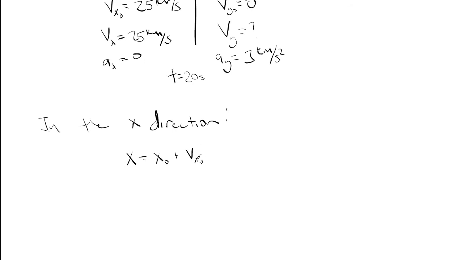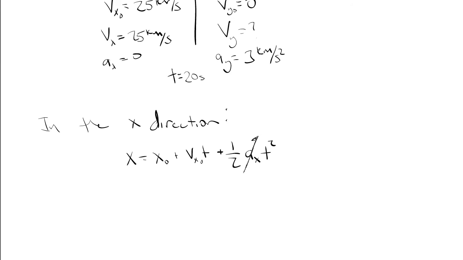x naught times time plus 1/2 ax times time squared, okay? Same equation we saw in 1D, we're just throwing in some subscripts, okay? This applies in the x direction now.